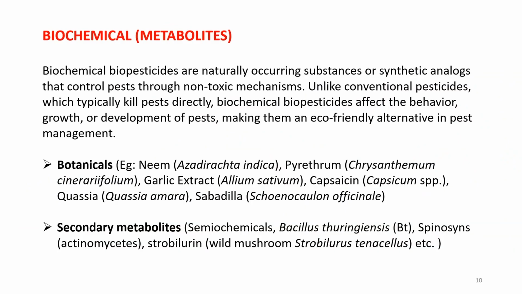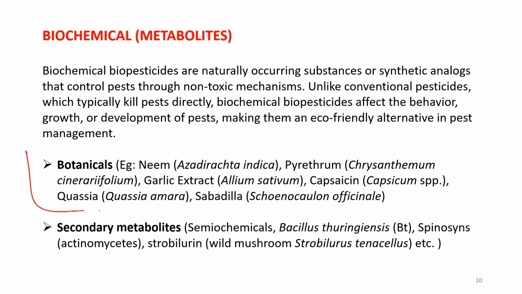So, biochemical pesticides, on the other hand, are naturally occurring substances or synthetic analogues that control pests through non-toxic mechanisms. Unlike conventional pesticides, which typically kill pests directly, biochemical biopesticides affect the behavior, growth or development of pests, making them an eco-friendly alternative in pest management. For example, we have the botanicals like neem from Azadirachta indica, and then we have garlic extract and so on.